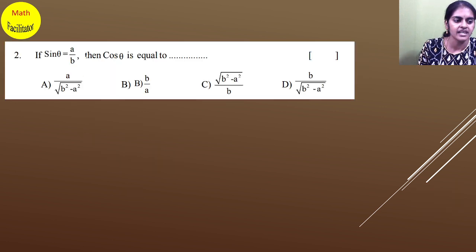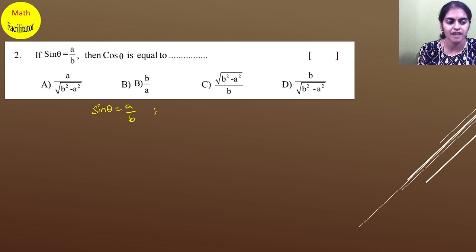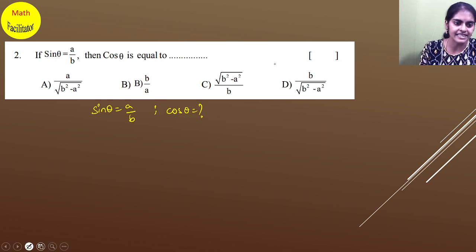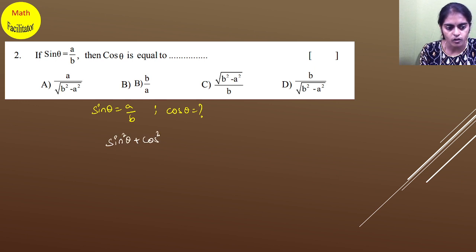Now the next question. Sin theta is equals to a by b. So you have to find cos theta. You can use Pythagoras theorem also, but the easy procedure is you can happily use your identities. What is your identity between sine and cos? We know sine square theta plus cos square theta is 1. So sine theta is given as a by b. So sine square theta is a by b whole square plus cos square theta is equals to 1.